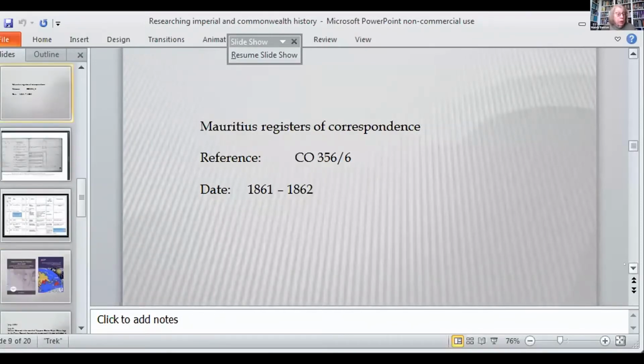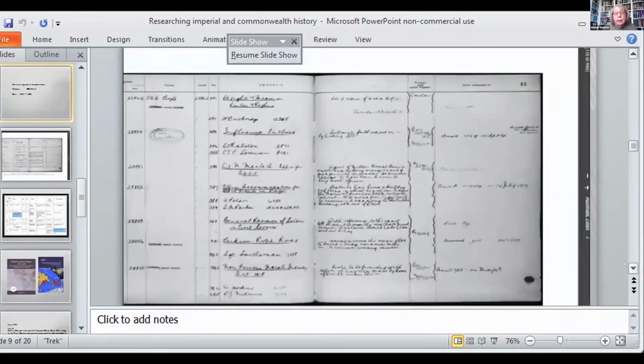So to find what we're looking for, we need to consult the register of correspondence received in the Colonial Office. This one, as you can see, covers 1861 to 62. This image is actually from the Nigeria register for 1919. I'm not expecting you to read this very poor reproduction, and I've lost the first column on the left, which gives the date of receipt in the Colonial Office.